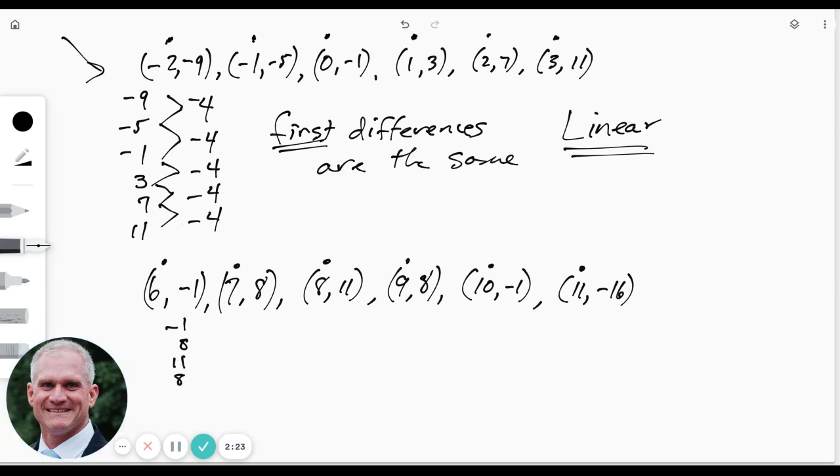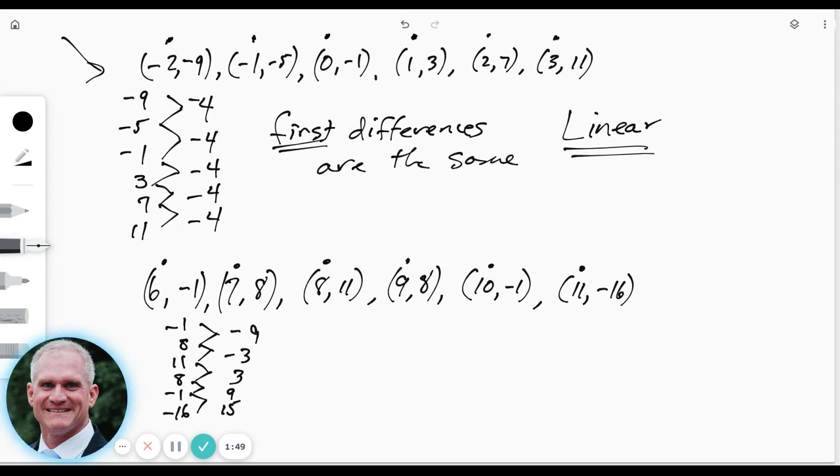The y values are 11, 8, -1, -16. Okay, so our first set of differences: -1 minus 8 is -9. 8 minus 11 is -3. 11 minus 8 is 3. 8 minus -1 is 9. And -1 minus -16 is -1 plus 16, which is going to be plus 15.